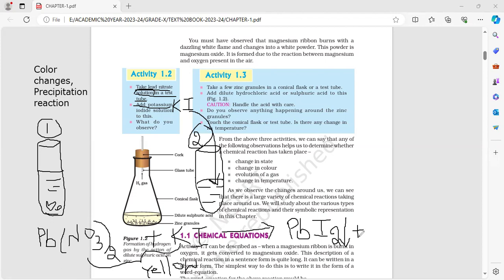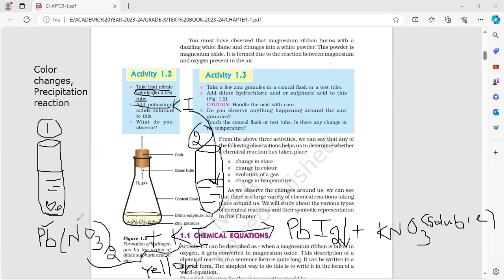Plus, here we have lead and iodide done. Now what is remaining? The remaining is potassium nitrate, KNO3, and this potassium nitrate will be soluble in the water. Understood? Clear? Fine.